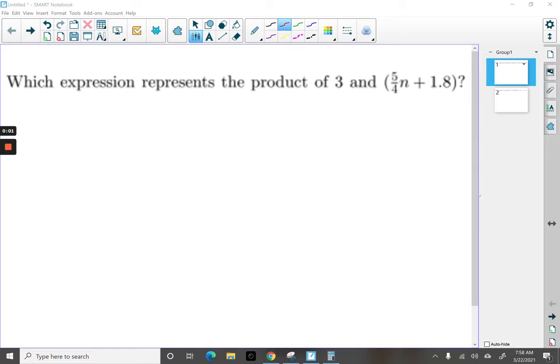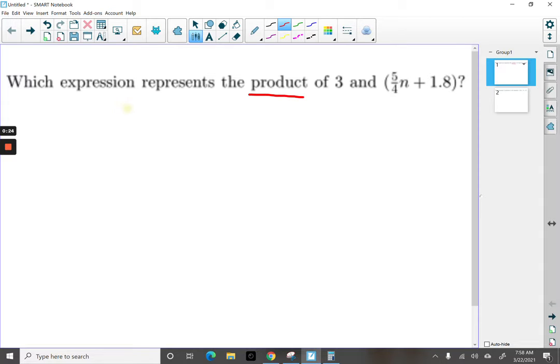We're going to take a quick look at using the distributive property. So the distributive property can be written a couple different ways. It can be written with the product. Product means multiplication of two different expressions. In this case, a specific number and an expression with two terms.